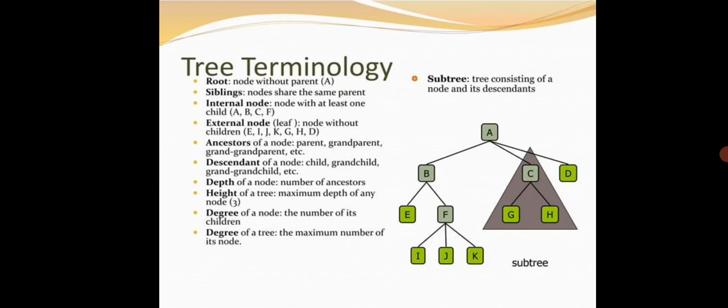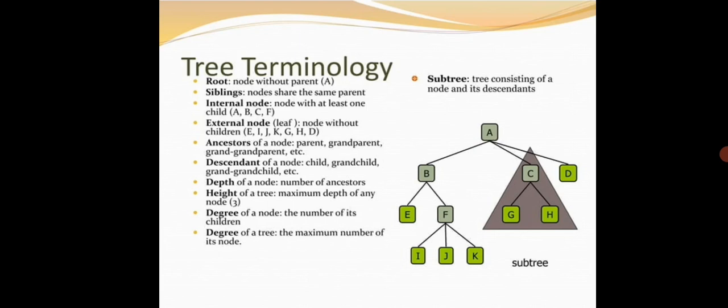Subtree, a node can be considered to be the root of a subtree, which consists of its children, its children's children, and so on. Tree terminology: root, node without parent, which is A in the given figure. Siblings, nodes with the same parents. Internal node, node with at least one child: A, B, C, and F. External node, leaf, node without children: E, I, J, K, G, H, D. Ancestors of a node: parent, grandparent, great grandparent, etc. Descendant of a node: child, grandchild, great grandchild, etc.